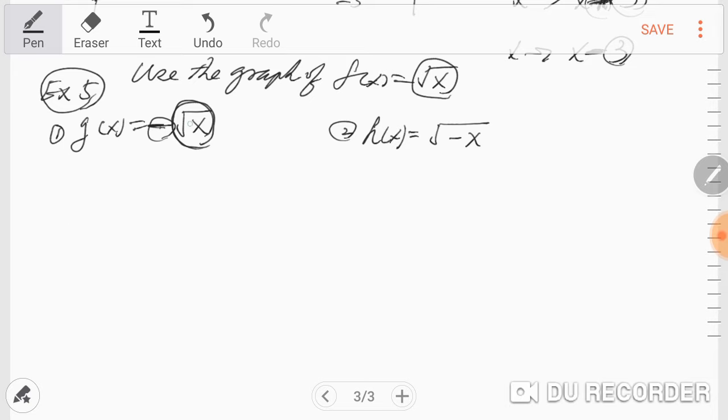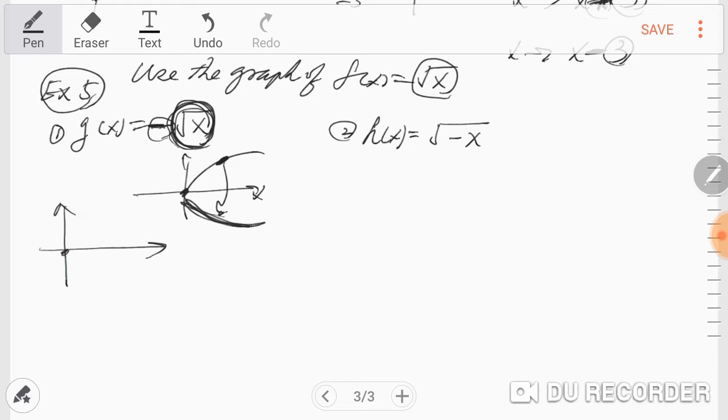The function square root of x is the y value, and the y value's sign is changed, negated. Then what? It's a reflection across the x-axis, right? So the graph of square root of x is this, and then the sign of the y value changes. That means reflecting the graph across the x-axis. So this is the graph of negative square root of x.